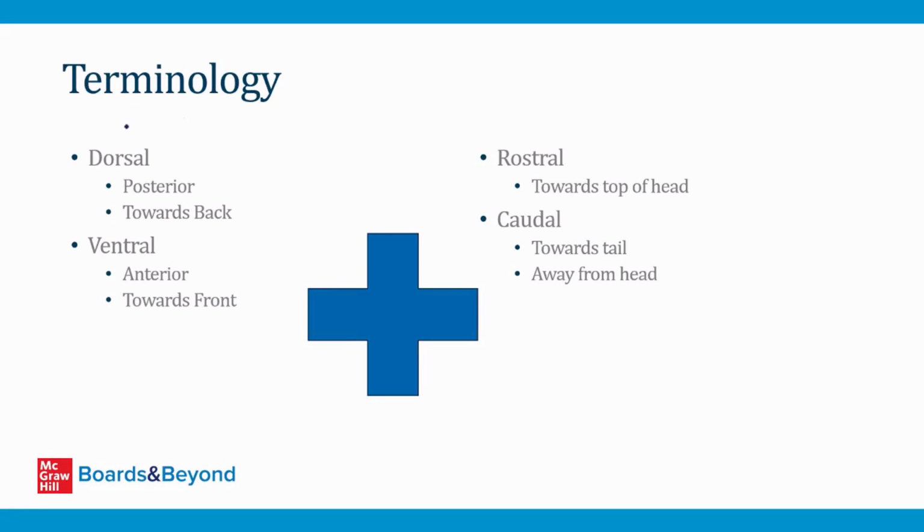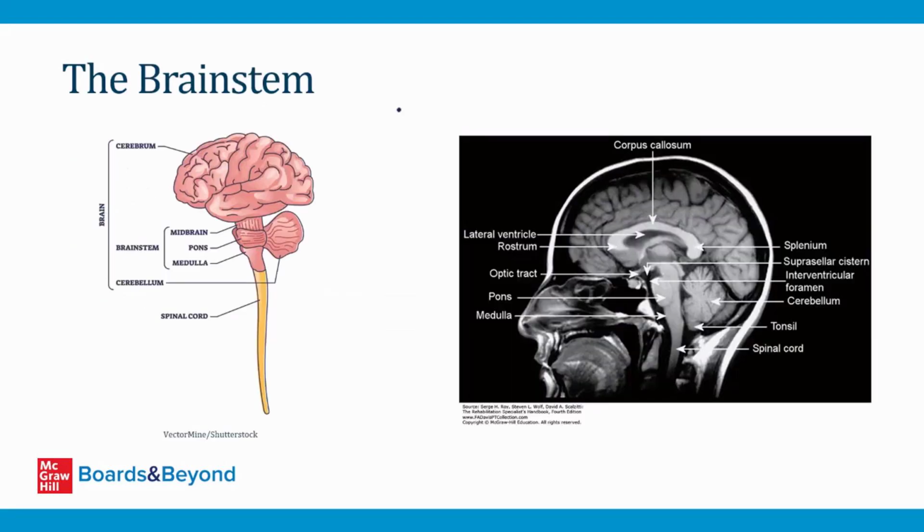So when we say that an anatomic structure is dorsal, we mean it is posterior or located towards the back of the body. In contrast, when we say a structure is ventral, we mean it's anterior or towards the front of the body. And then when we say a structure is rostral, we mean it's towards the top of the head. And then caudal means towards the tail, but humans don't have a tail, so caudal basically just means away from the head. Okay, so with that out of the way, let's talk about the brainstem.